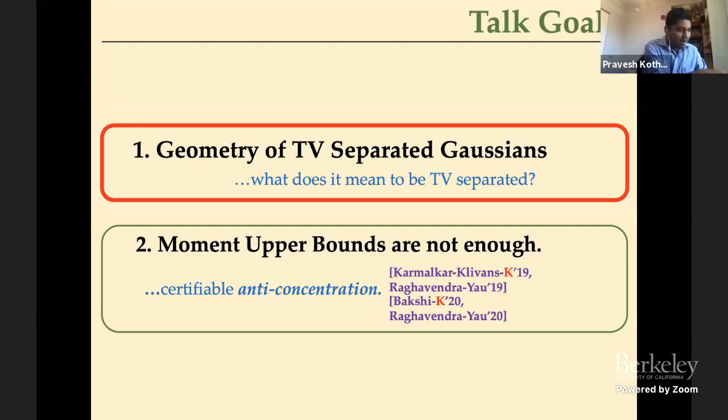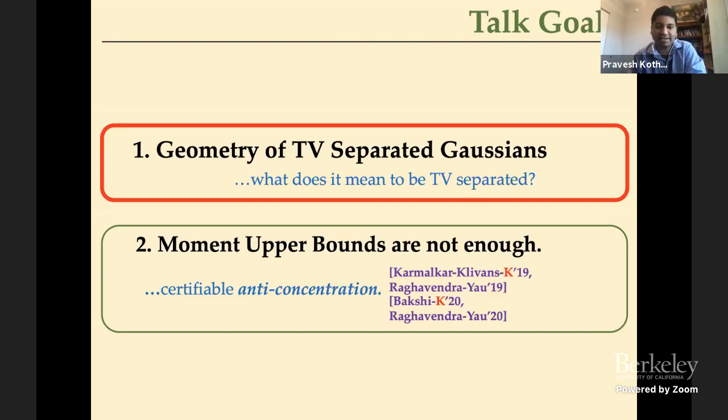In the first part of the talk, I want to explain what it means for a pair of Gaussians to be separated in total variation distance. If I have to visualize it, I would like to view it as some kind of distance between the parameters of the Gaussians. So I'll explain how you can think about this separation notion. This will also allow me to point out cases where, to the best of my understanding, the Moitra-Valiant and Kalai-Moitra-Valiant algorithms do not work for the clustering problem. I'll describe one important case where it actually fails.